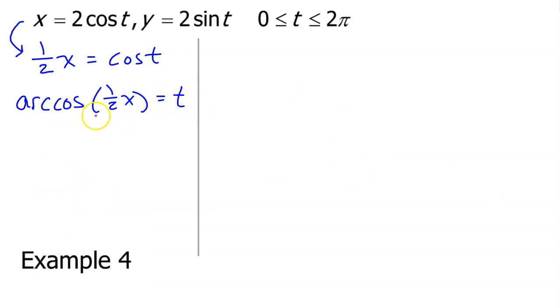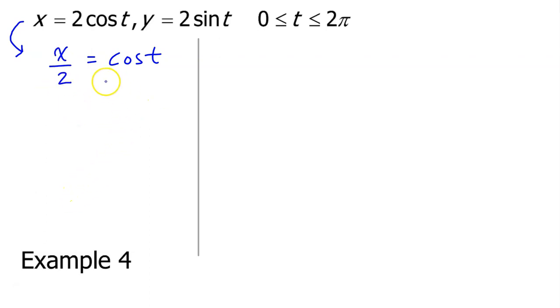Now, back to our calculations. We had just found an expression for t. However, arc cosine is tremendously difficult for us to work with. So let's not do this. We can avoid the arc cosine by stopping here at x over 2 equals cosine t. Similarly, if we take the y equation and divide both sides by 2, we get y over 2 is equal to sine t. But what now?